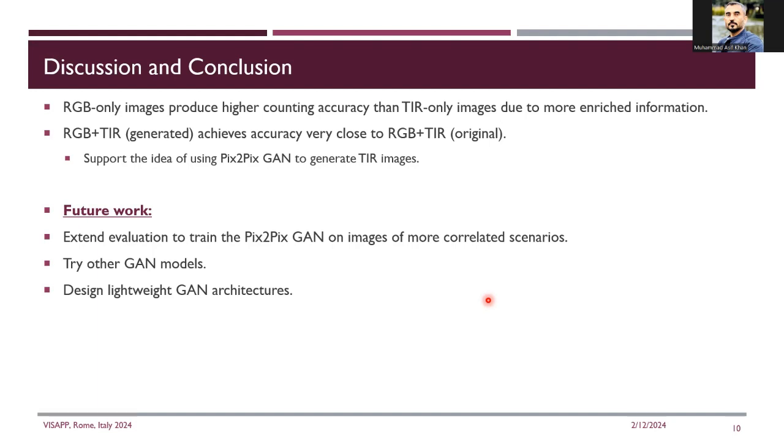And third, we are really interested in designing lightweight GAN architectures, because when we use multimodal architectures for crowd counting, we use multiple columns in the CNN architecture, which increases the complexity and the overall runtime of the inference model. So we aim to design lightweight GAN architectures so that the inference time of the crowd model can be reduced as much as possible, and it can support real-time applications as well.